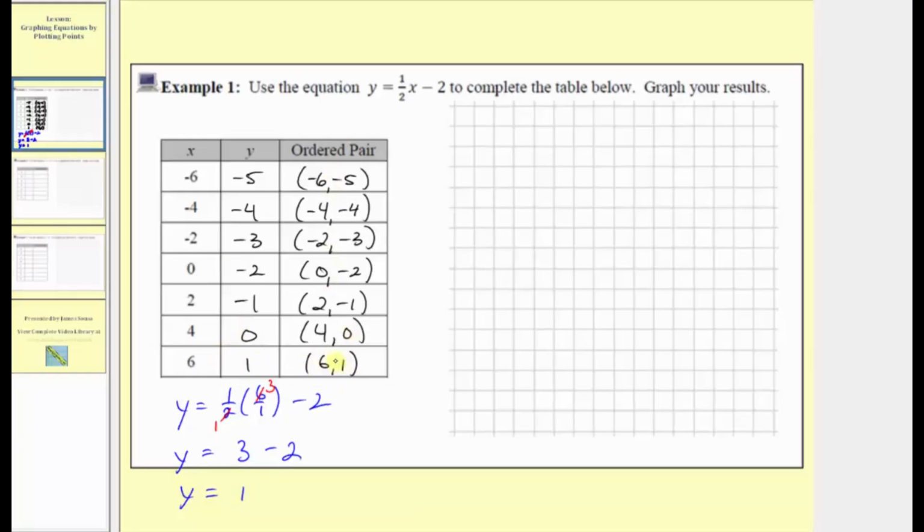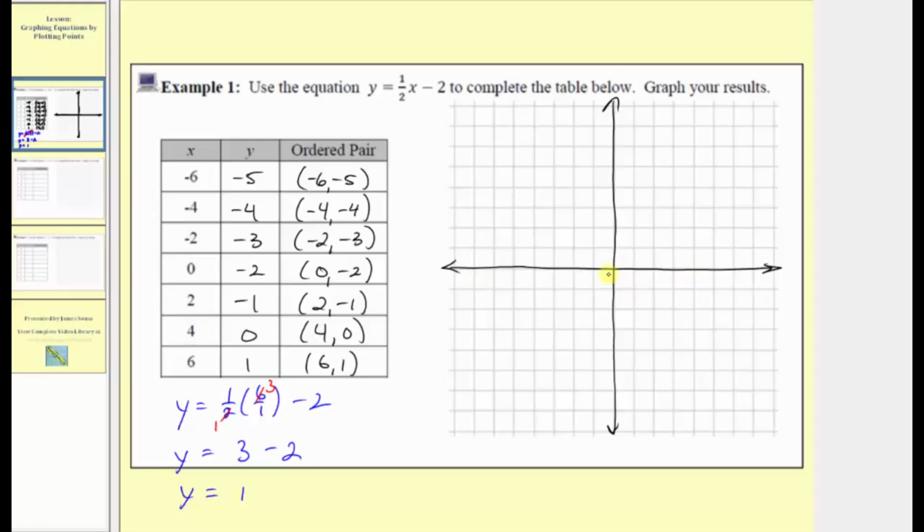Now let's go ahead and plot these points on the coordinate plane. So we'll first sketch the horizontal and vertical axes. So here's the horizontal axis for the inputs, and here's the vertical axis for the outputs. Notice how the inputs go from -6 to +6, and the outputs go from -5 to +1, which means we'll be fine if we scale the axes by ones.